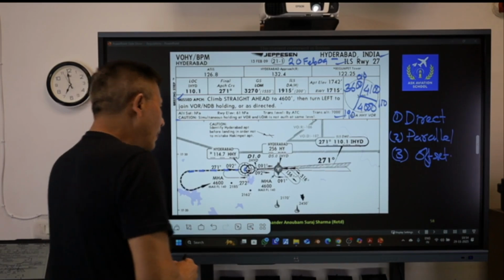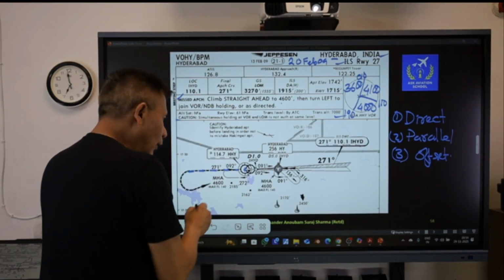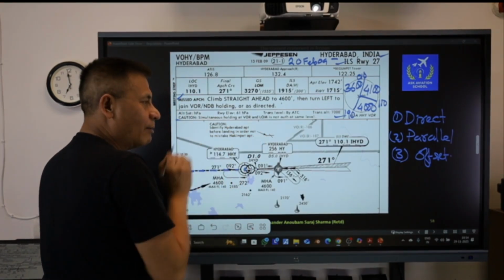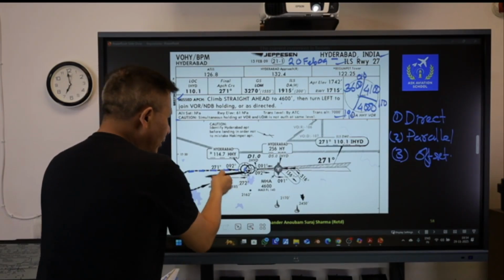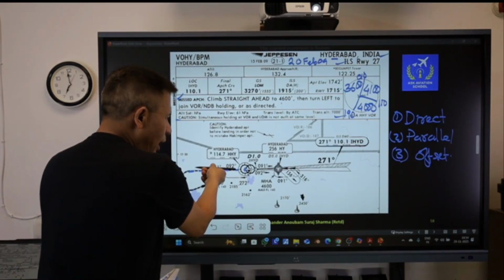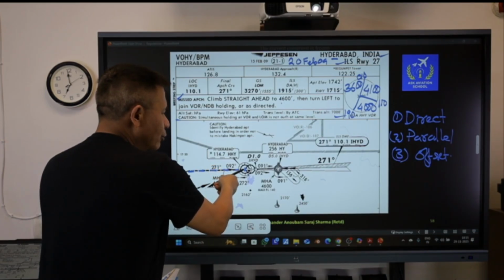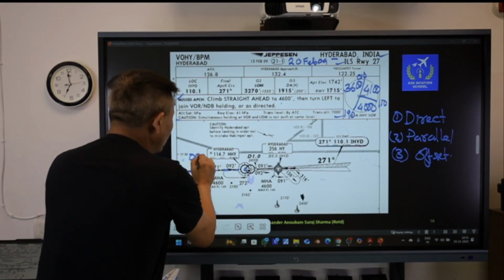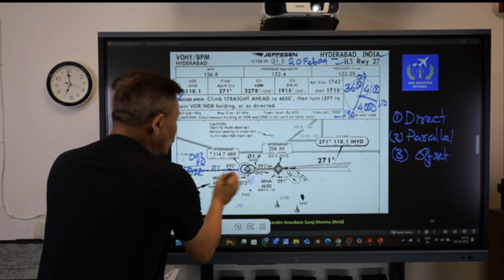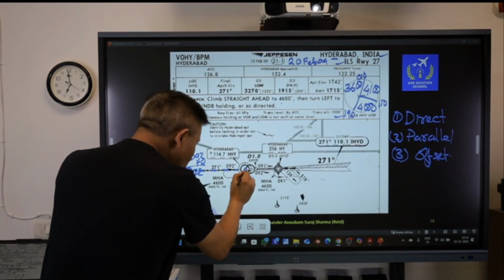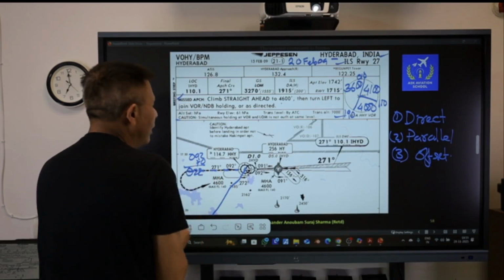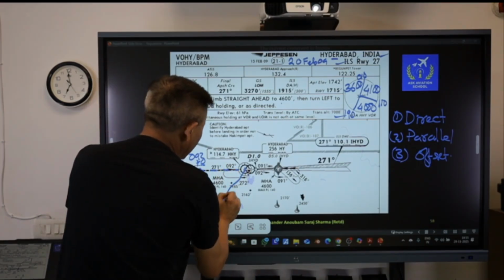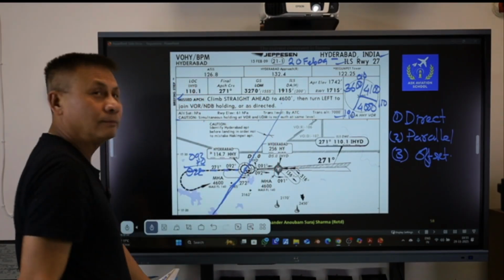So now, in order to join this hold, I have to draw and establish these sectors. How do I draw it? The inbound is 092, and I will now make an angle of 70 degrees to this inbound track. So this is 092, 92 minus 70, which is 022. Now I will draw this line 022, which is 70 degrees, and I will extend this line across this VOR.